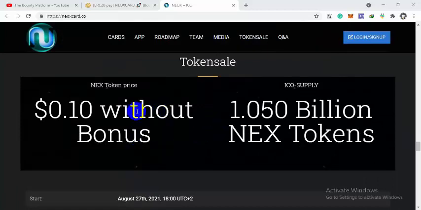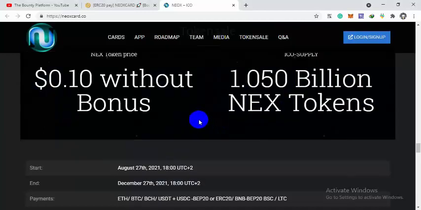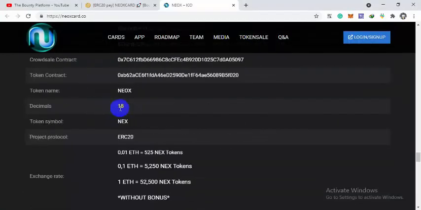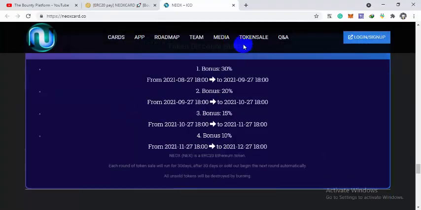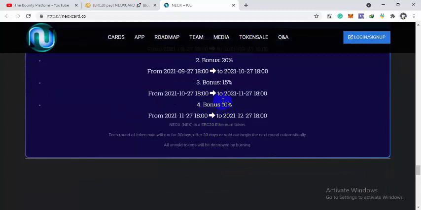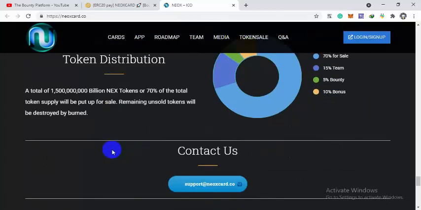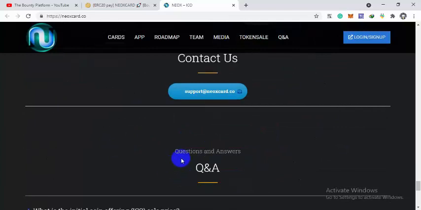Their token supply, their total ICO supply is 1.05 billion NEOX tokens, and the per token price is $0.10. You can check those details here and the discounts here, date by date. In the last ICO stage, you will get only a 10% bonus. And token distribution is 70% for sale, 15% for team, 5% for bounty, 10% for bonus. And you can contact them here.